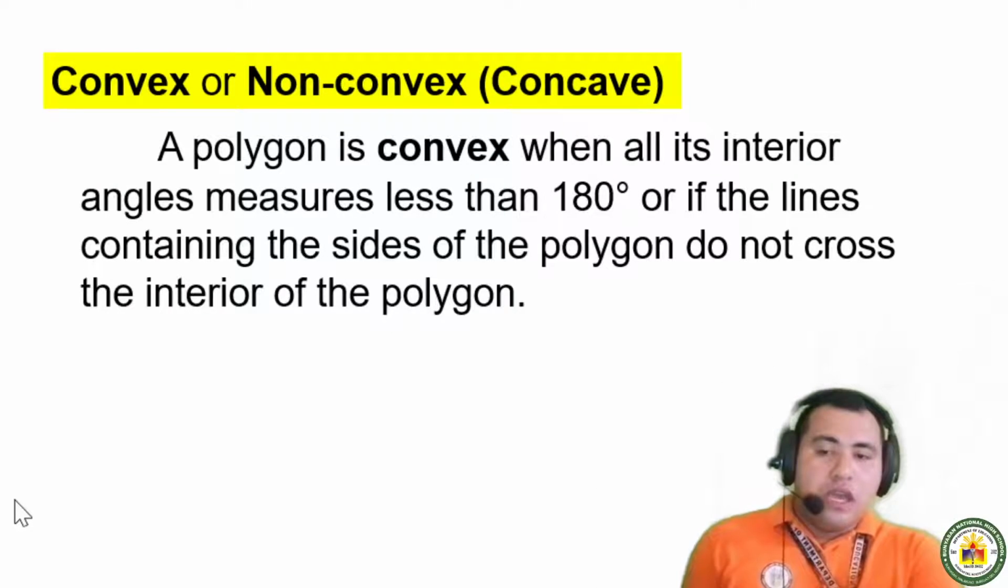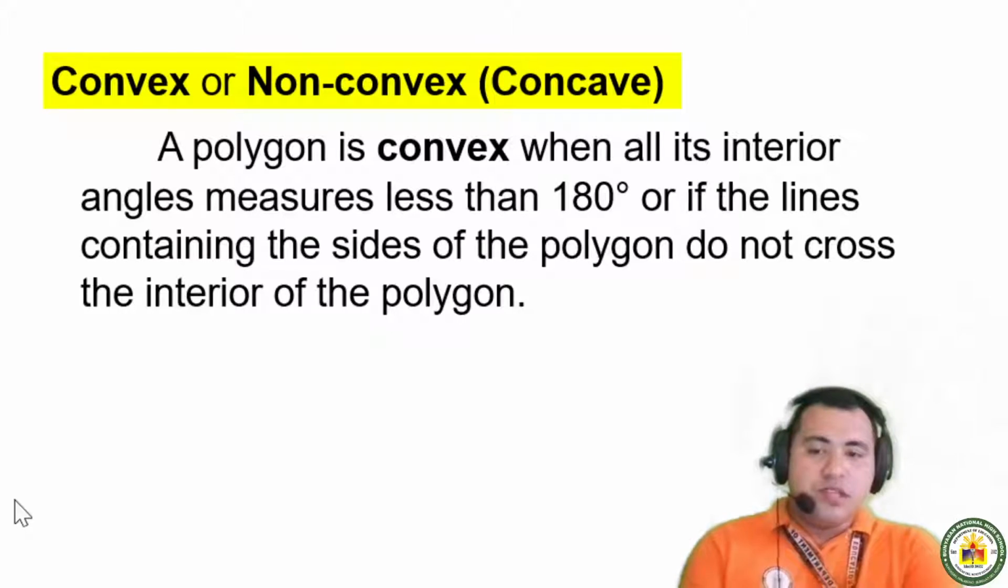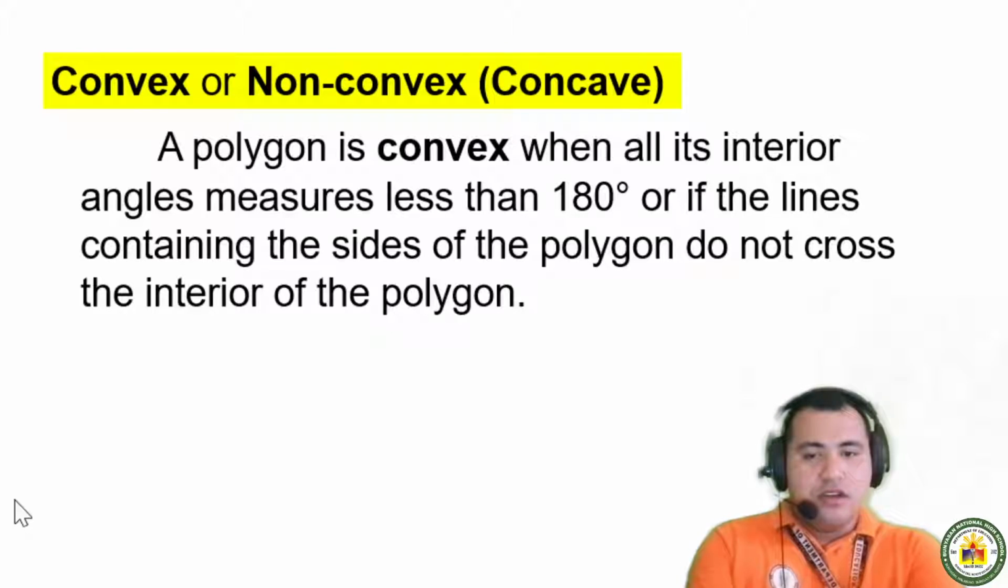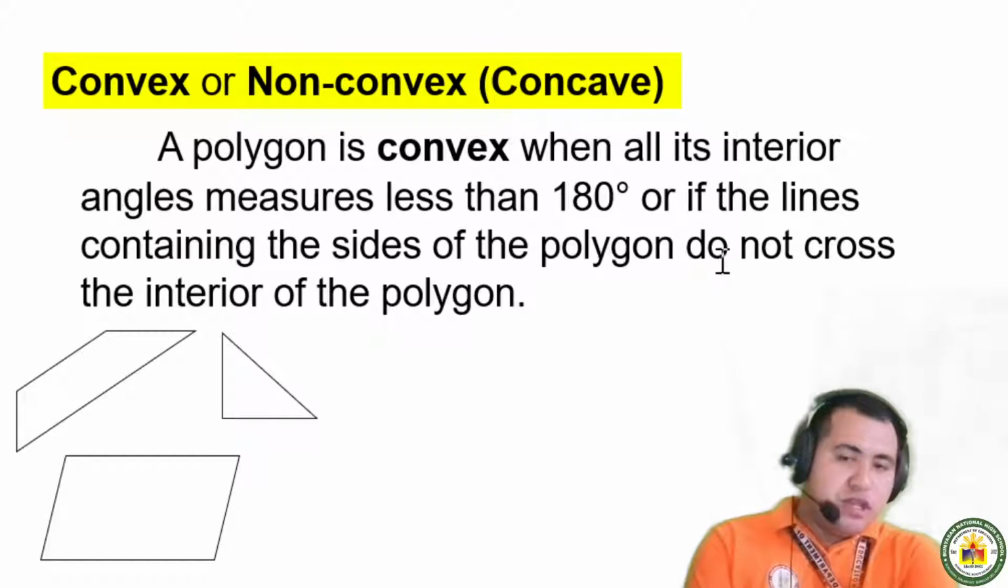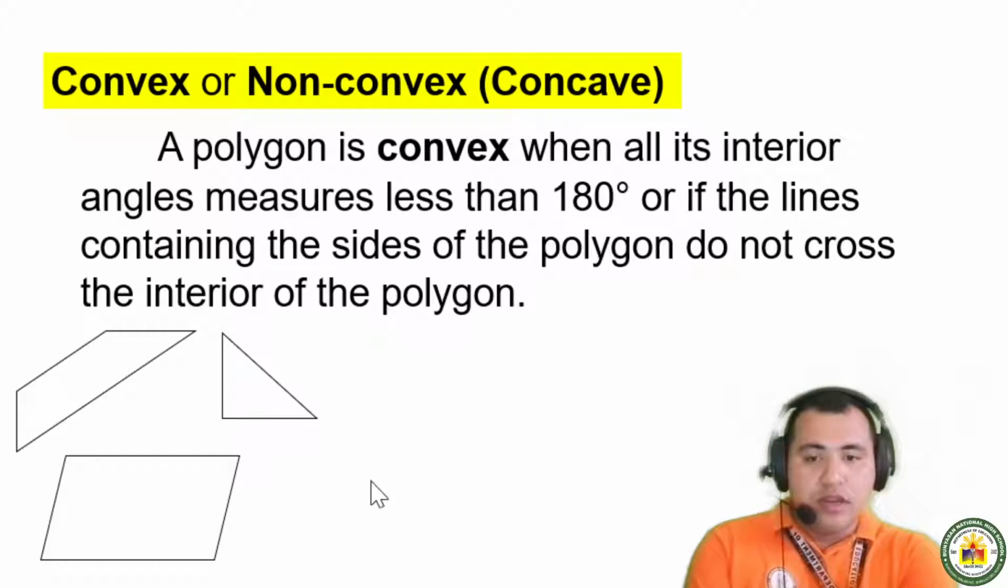Okay. A polygon is convex when all its interior angles measure less than 180, or if the lines containing the sides of the polygon do not cross the interior of the polygon. For example, in that figure, they are called convex, kay walay interior angle nga lapas og 180. All the angles measure less than 180.